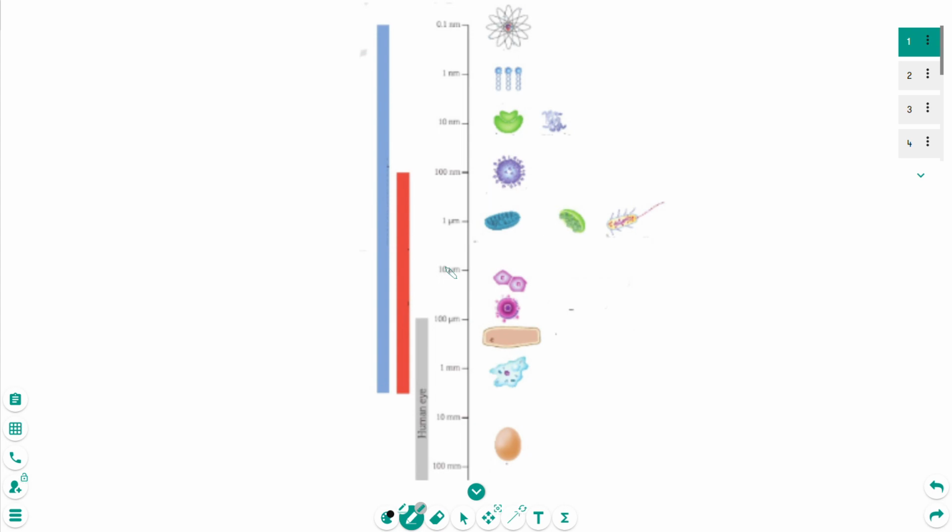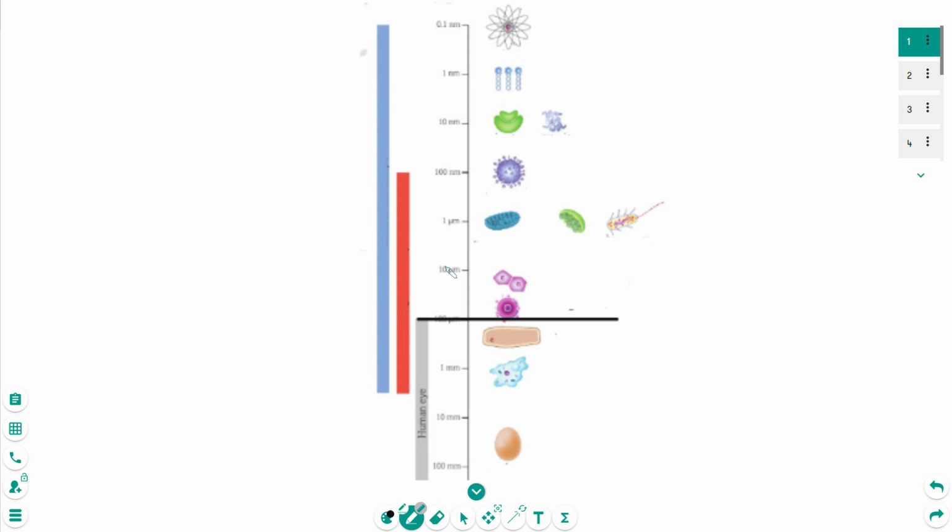So with our naked eye, our human eye can see up to 0.1 millimeters, which is roughly around 100 micrometers. But it's possible to see further than that. We use something called magnification.